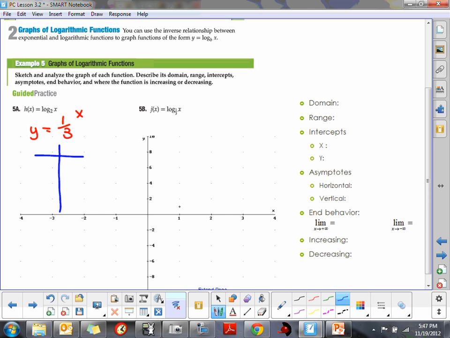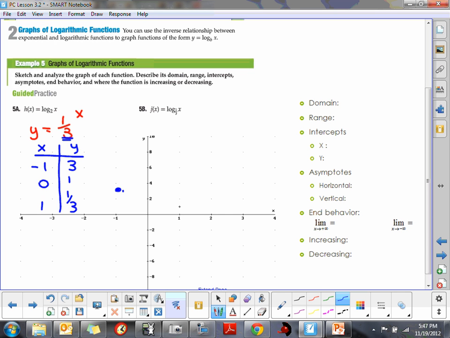So now we're going to look at x and y values. Put in our traditional 0, 1, and -1. You put in -1, this becomes a 3. You put in a 0, it's still a 1. And 1/3 to the 1 is 1/3. So what we have is an exponential decay graph. So it's the ordered pair -1, 3. So do the best to approximate -1, 3.